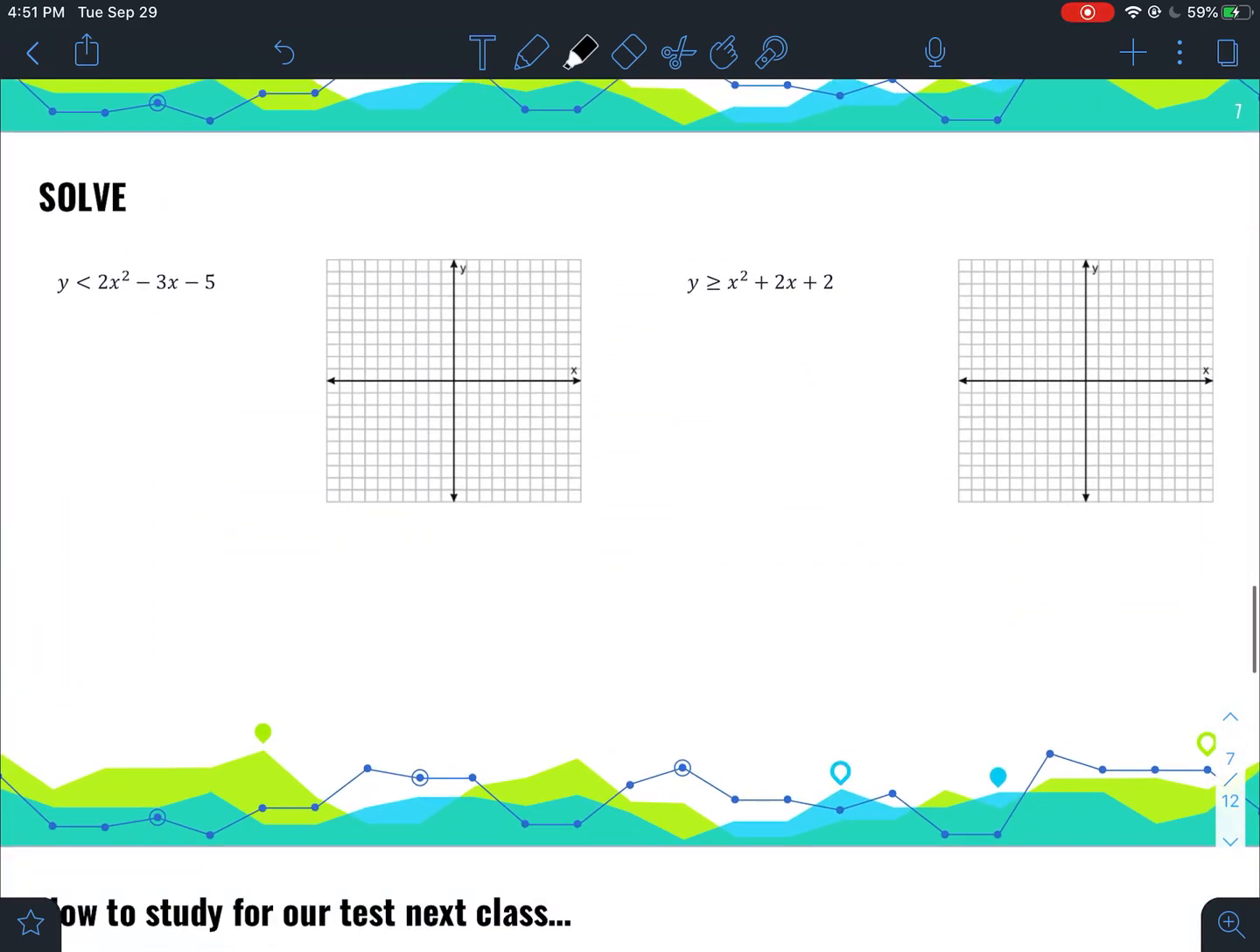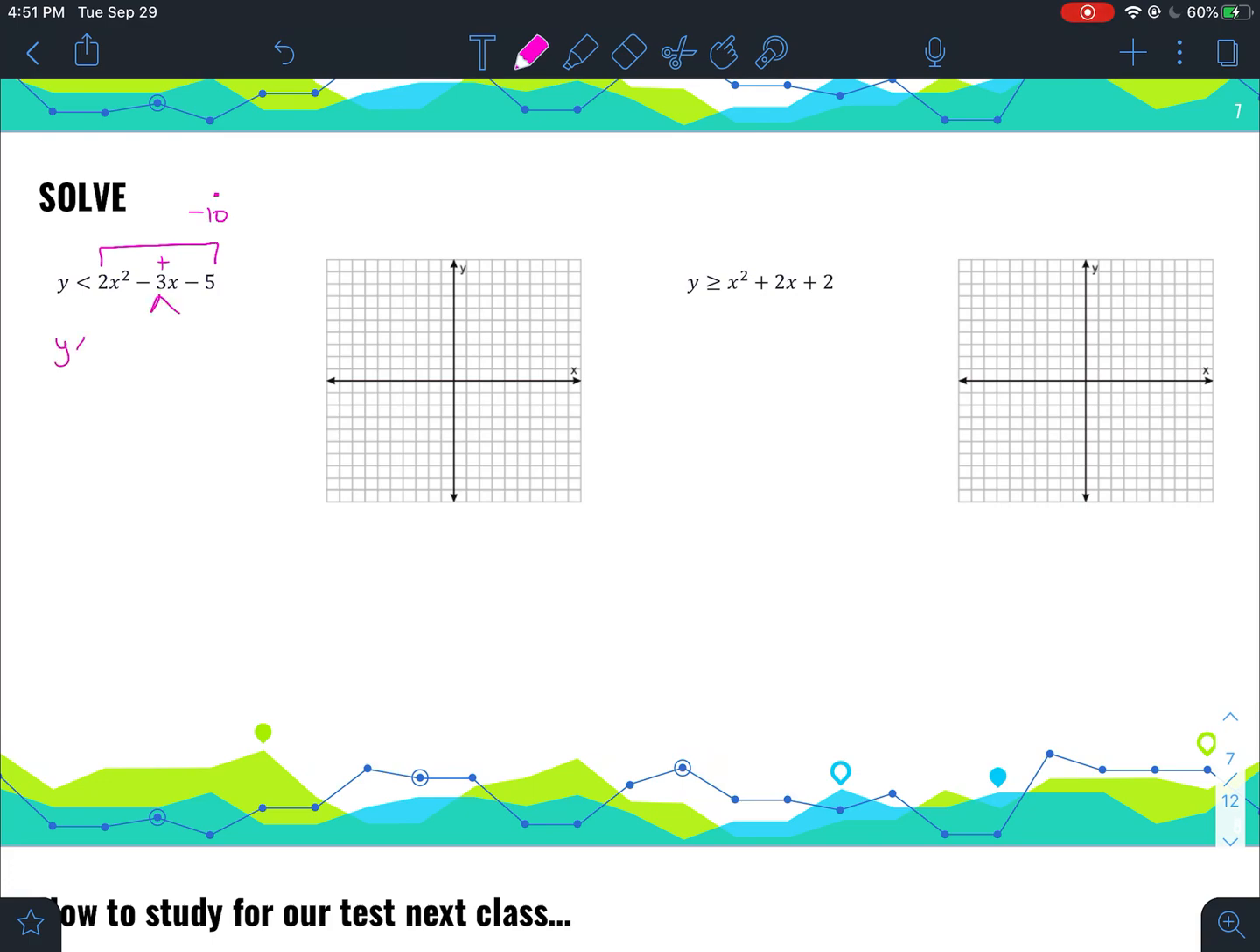All right, so let's try another one. Y is less than 2x squared minus 3x minus 5. So if we wanted to do this one, we could factor it. So if you guys remember, to factor this, you could take 2 times negative 5 and you get negative 10. So we want to find two numbers that multiply to negative 10 and add to negative 3. That would be negative 5 and positive 2.